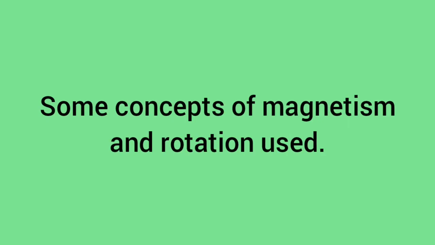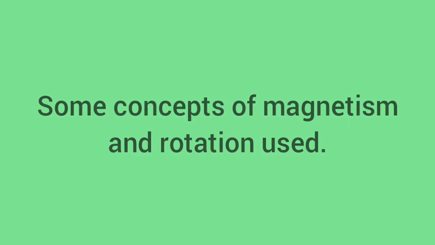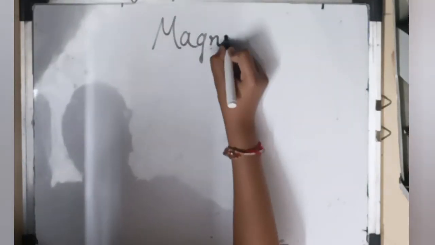This video is an explanation on how one fidget spinner makes the other rotate due to the magnetic field, or the force between two magnets. I will be using concepts of magnetism and rotation to discuss this phenomenon. We will be discussing some key concepts of magnets, including the force between them.